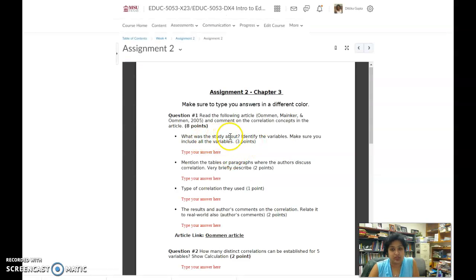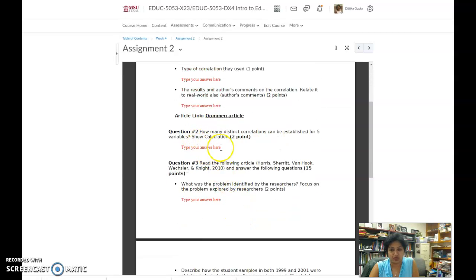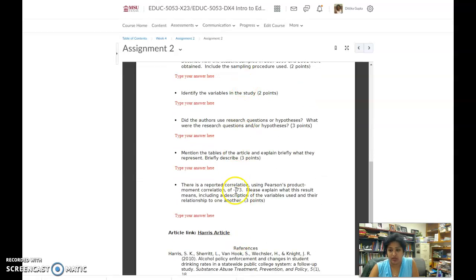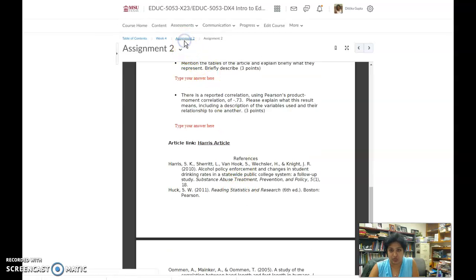For example, what is the study about? Identify the variables. Make sure you identify all the variables, independent, dependent, all of those variables. And that is for 3 points. So you're answering these questions. Then you have another question over here. As you read chapter 3, you're going to get an answer to this one, or you watch the PowerPoint, and then the Harris article, you're going to answer these questions.